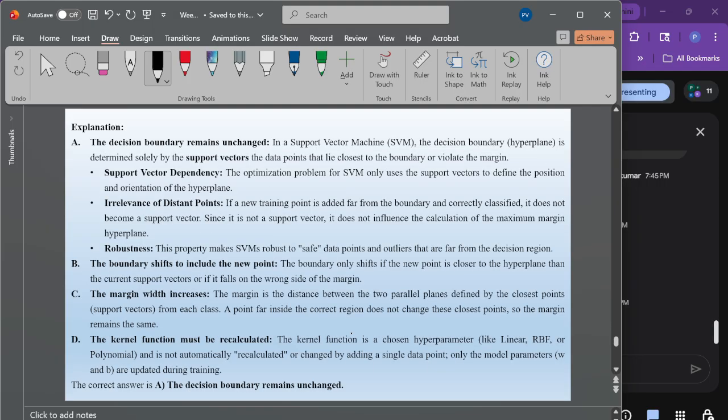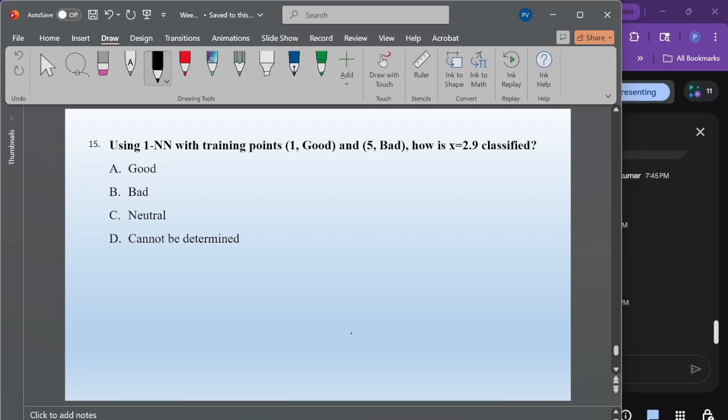Now let's move to our next question. Our next question is: using 1-NN, that means nearest neighbor, with training points 1 good and 5 bad, how is x equal to 2.9 classified? Either good, bad, neutral, or cannot be determined. Can you quickly calculate and let me know?